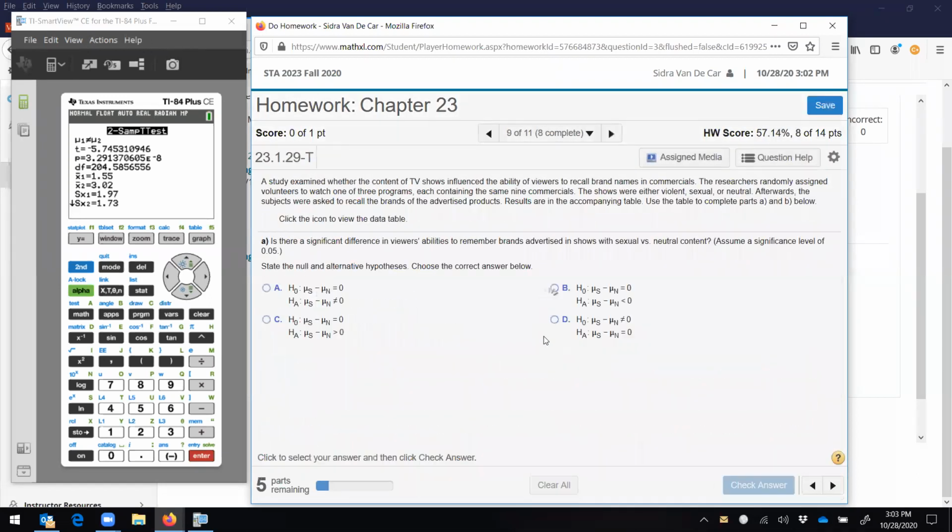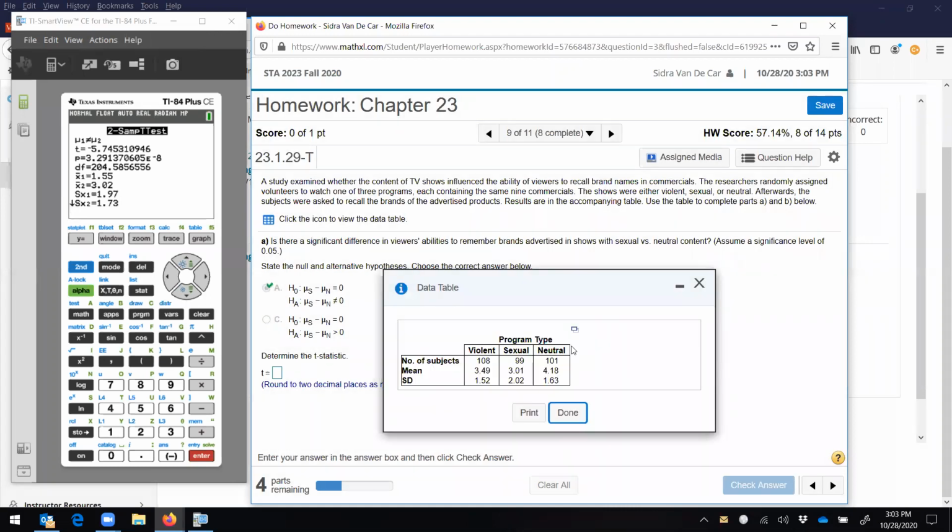Okay, and then, all right. A study examined whether the content of TV shows influenced the ability of viewers to recall brand names in commercials. Researchers randomly assigned them. Afterwards, subjects were asked to recall the brands of advertised products. Results in the table. Is there a significant difference in viewers' ability to remember brands advertised in sexual versus neutral? So again, that's a two-tailed.